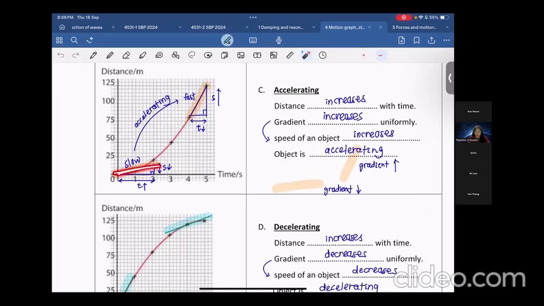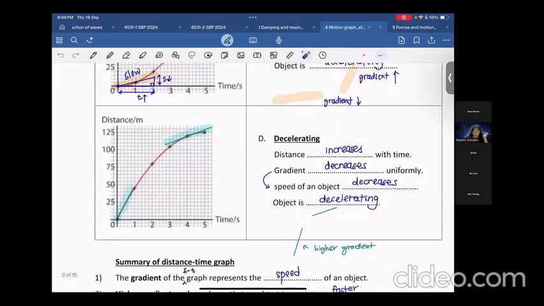If I draw this line and this line, of course I find that the second line, at 4 to 5 seconds, is the steeper line. That means higher gradient, which means higher speed. So here is higher speed, and this is slower speed. Slow to fast is acceleration. So this motion graph actually shows acceleration, the increasing of speed. Speed is changing because gradient is changing.